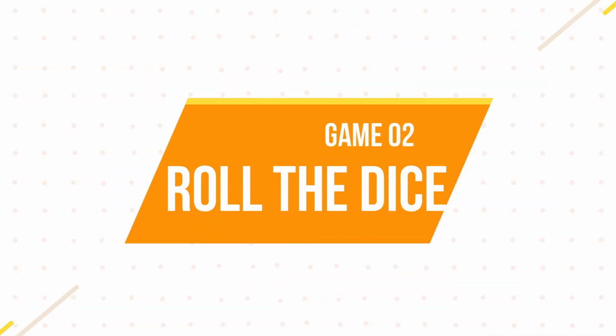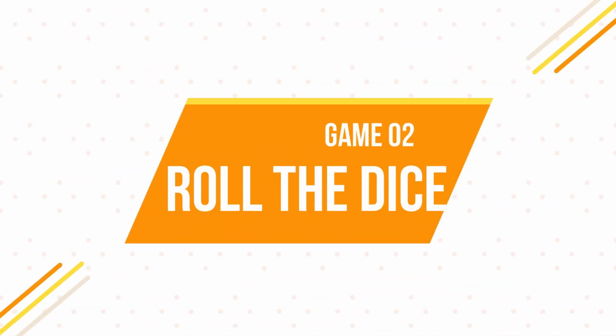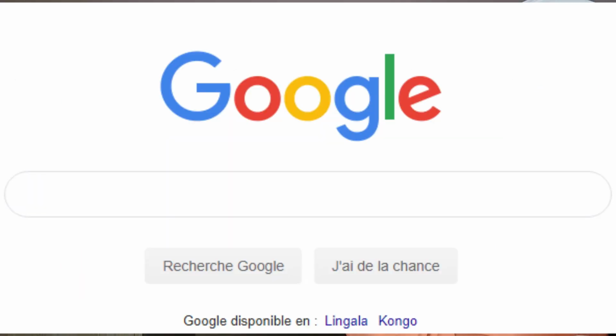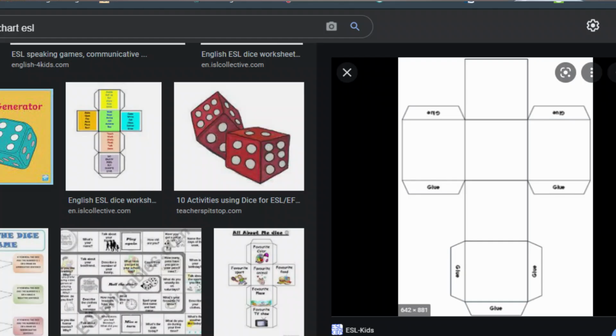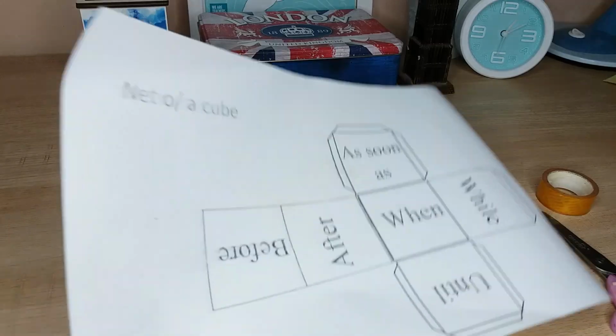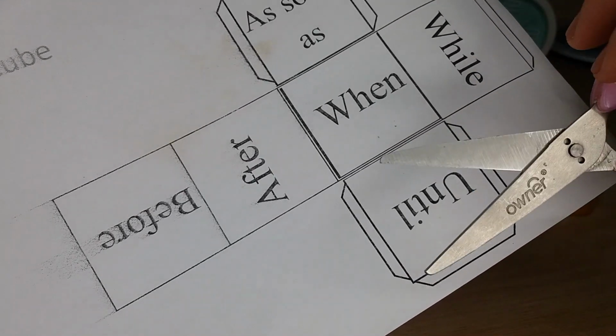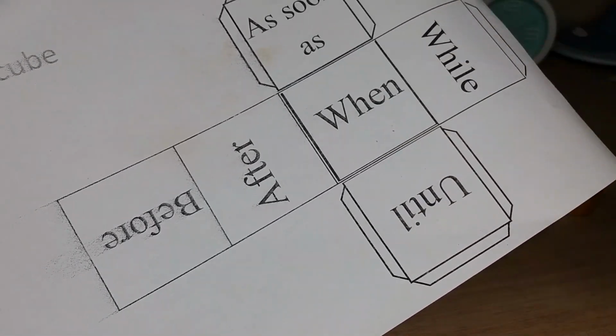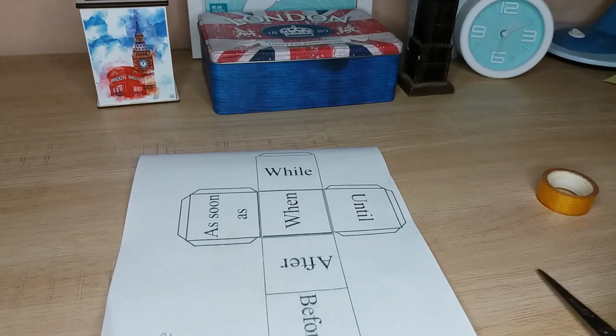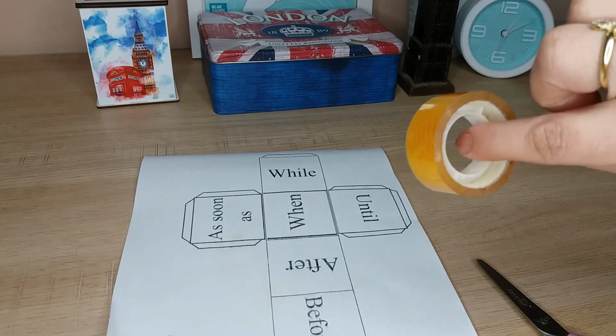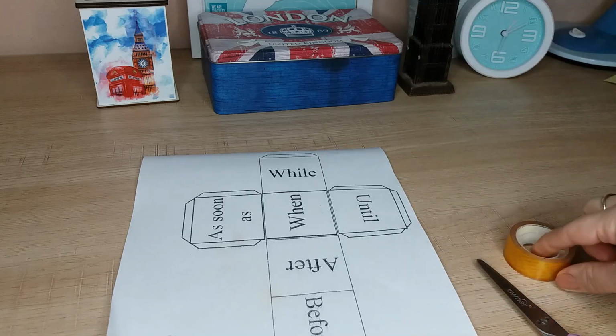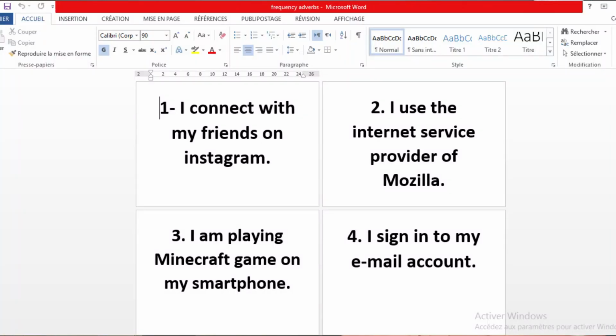My second game is called Roll the Dice. All you need for this game is to download the dice free template from Google, of course. After that, you fill it with the grammatical structures you're looking forward to practice with your learners. For me, I've used it to practice the use of frequency adverbs with first year classes and time conjunctions with third year classes. As you fill the dice and print it, you stick it, of course, with a scotch tape.